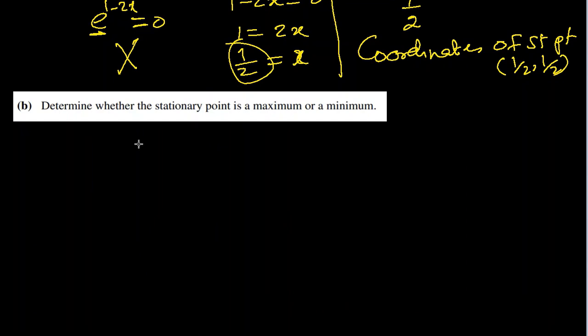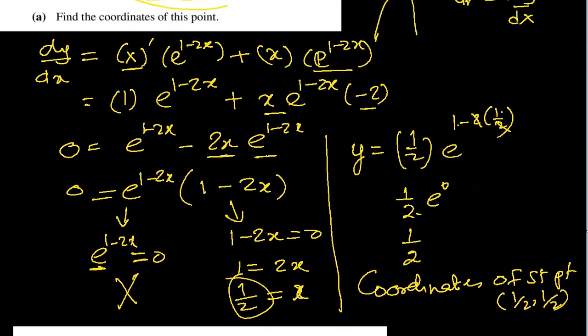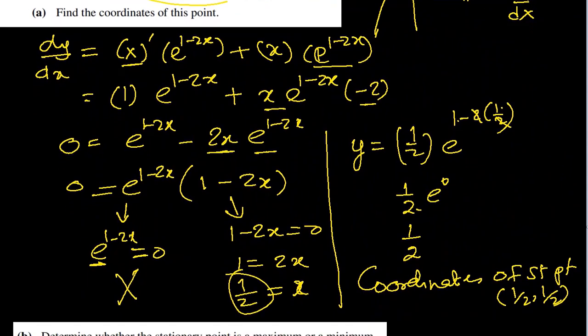To determine whether a stationary point is a maximum or minimum, we carry out the second derivative. So we will carry this out for the given function. So we know dy dx is this. Let me show you here. This is dy over dx, right? So let's differentiate this one.